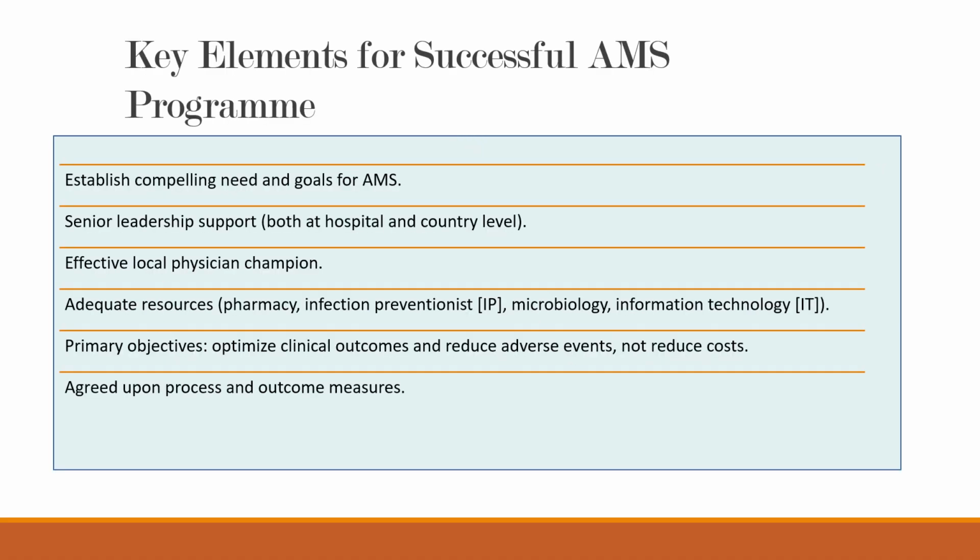What are the key elements for successful AMS program? It includes establish compelling need and goals for AMS, senior leadership support, effective local physician champion, adequate resources for the program, like pharmacy, IT professionals, microbiologists. Then primary objective is to optimize the clinical outcomes and reduce adverse events and not reduce costs. They should agree upon the process and outcome measures.